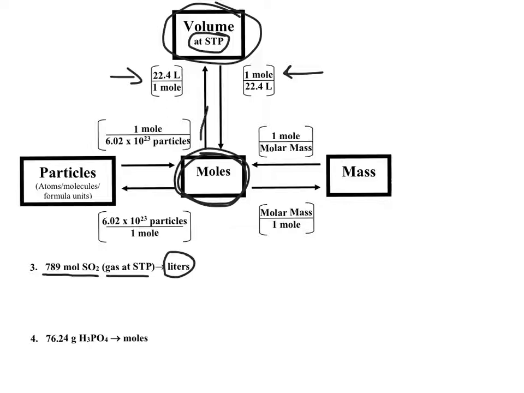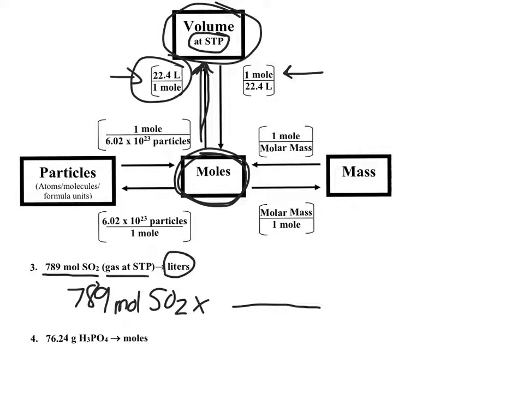I'm going to be solving for volume, right? So I'm going to take this chart right here, or this bridge, to go from Mole Island to Volume Island. To do that, I'm going to use this fraction right here. No big deal, no additional math necessary. So I'm going to take my 789 moles of sulfur dioxide. I am then going to draw my conversion factor, put 22.4 liters on top. Why? Because that's what it says to do. And put 1 mole on the bottom.